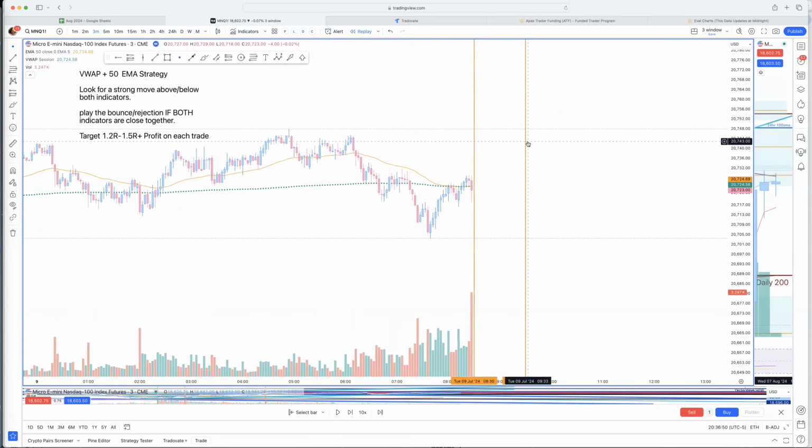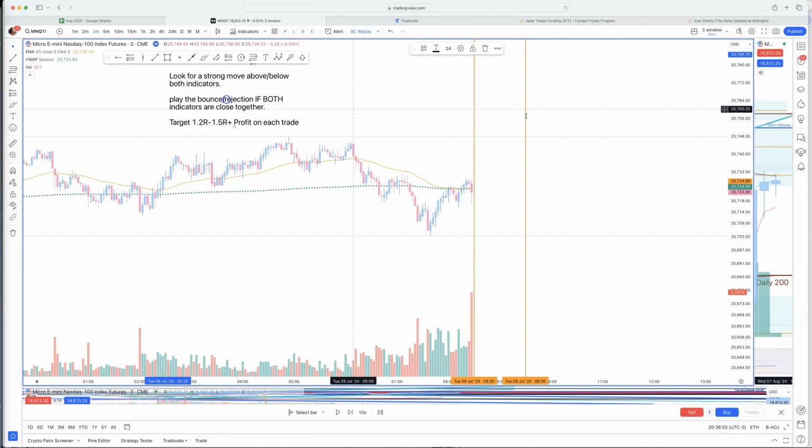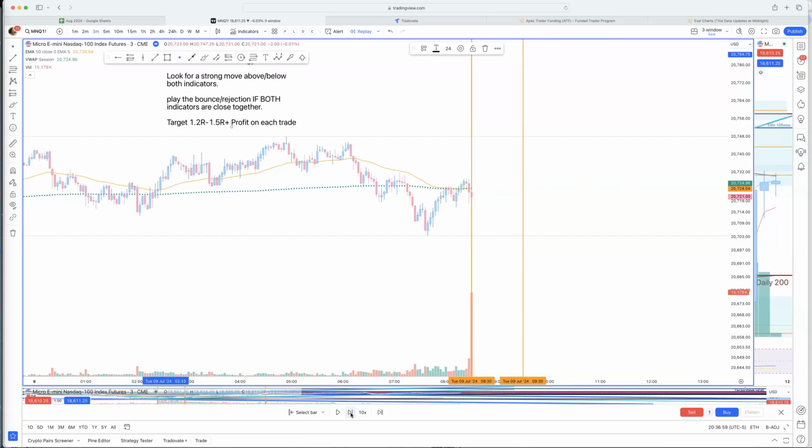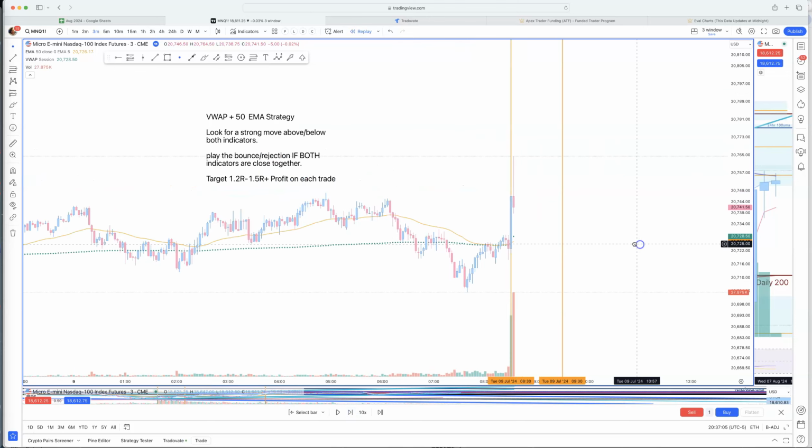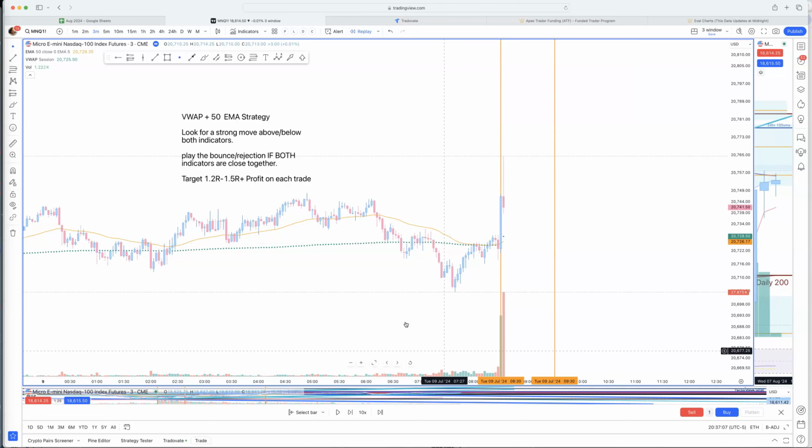Okay, I'm making these little lines because this is the first hour, and I usually don't trade the first hour of the market open, but with this strategy, it's fine. All right, let's see what we got. The indicators are really close together right now, really close, so this looks a little more promising.